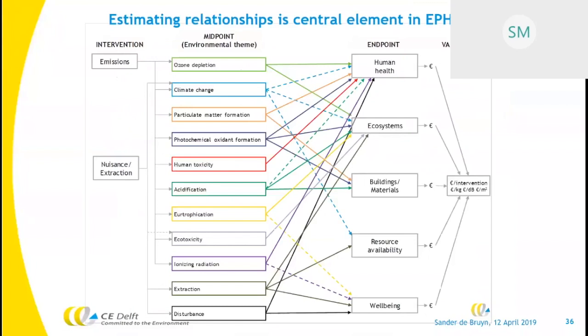If we, for example, look at sulfur dioxide, that matters for a number of midpoints, but most notably acidification and particulate matter formation. And if we look at particulate matter formation, we see that it impacts two endpoints. It impacts human health, and it impacts buildings and materials. Since we can evaluate both, we can get an evaluation for sulfur dioxide emissions.